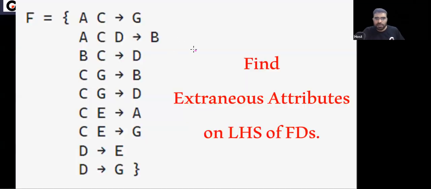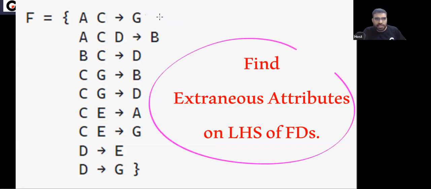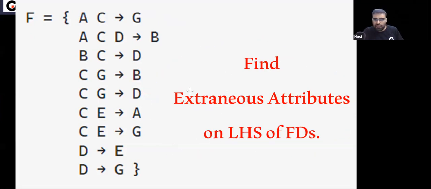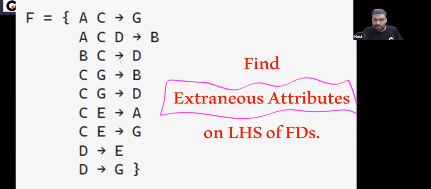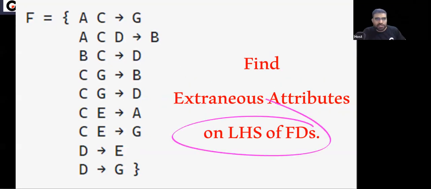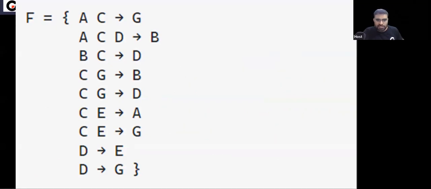In this example, this is the set of FDs that is given to you. Find extraneous attributes on the LHS of FDs. We have to find which attributes are extra on the LHS of FDs. This is what we have to find. So let's start this question by checking this A.